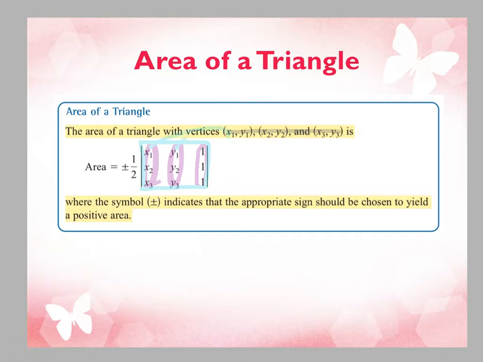We'll repeat the first 2 columns to the right and do our diagonals, and then back the other way, and then subtract the first minus the second. And you'll get the determinant, and then you'll multiply that times 1/2. Sometimes that determinant is positive and sometimes it's negative. If it's positive, it will stay positive because area has to be positive. And if it's negative, you'll change the sign so that it is a positive number. So the plus or minus symbol indicates the appropriate sign that should be chosen to yield a positive area. Obviously we can't have negative area. You always want to make sure your answer is positive.